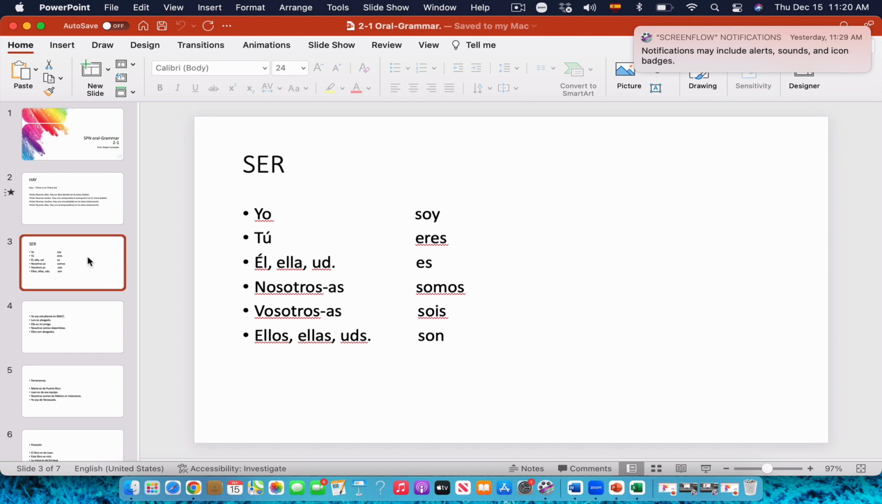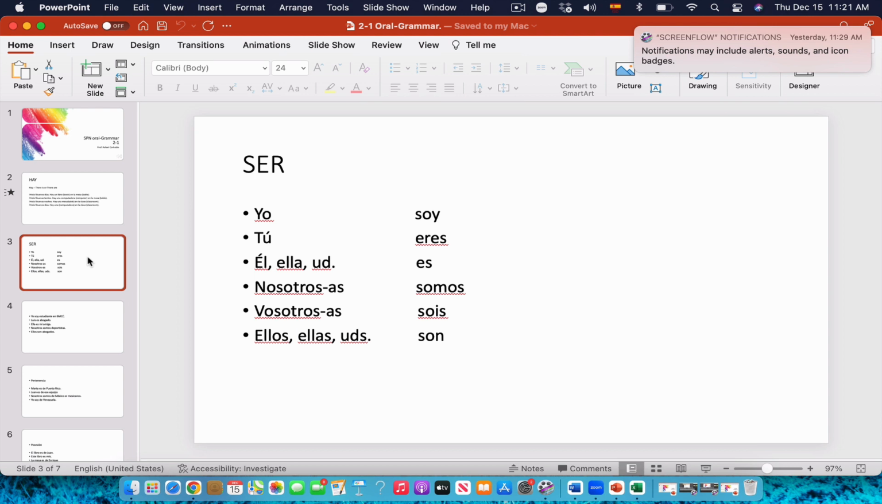Now, then we have vosotros. Vosotros is the equivalent of you, but it's informal for friends and family, right? But when it's more than one person. This form is only used in Spain and also has masculine and feminine. So you have vosotros for masculine and vosotras for feminine.